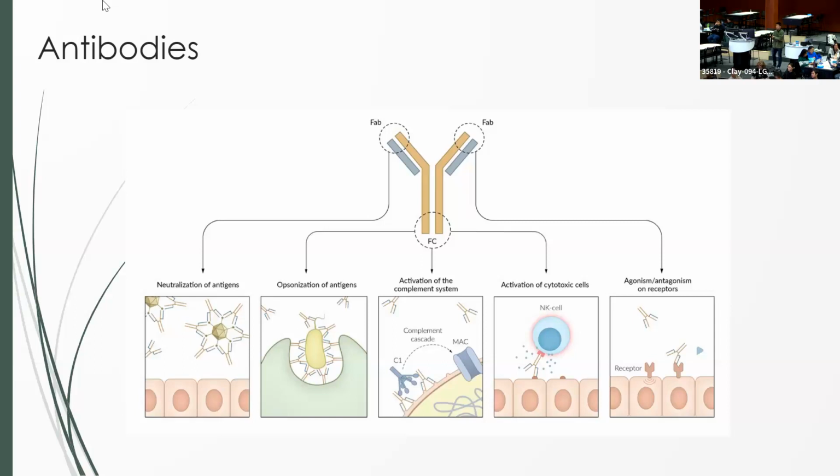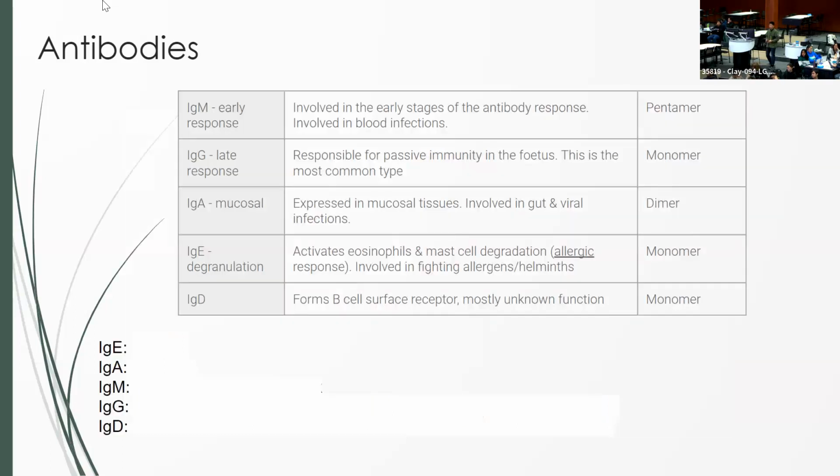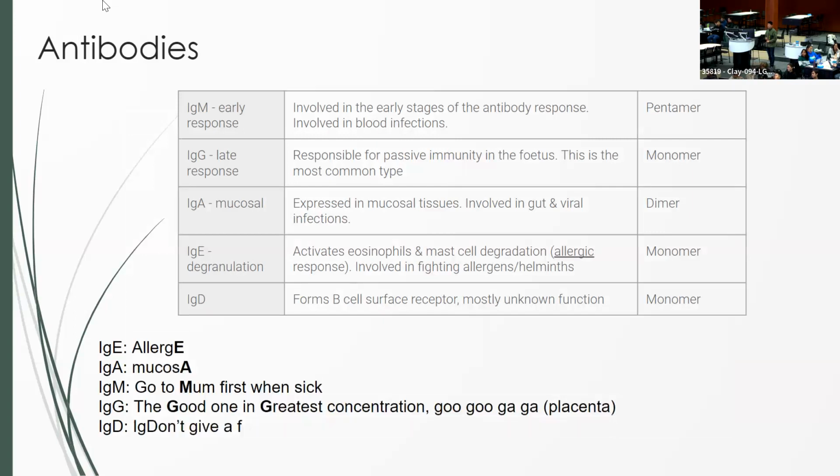It activates the cytotoxic cells again because the cytotoxic cells can bind to the constant portion at the bottom, so it knows exactly where to go and exactly what to attack. And it also blocks the receptors, to make sure that the pathogens can't hijack our own receptors to get into your cell. I have to go through this again, but hopefully it makes it a bit easier remembering the antibodies. Okay.